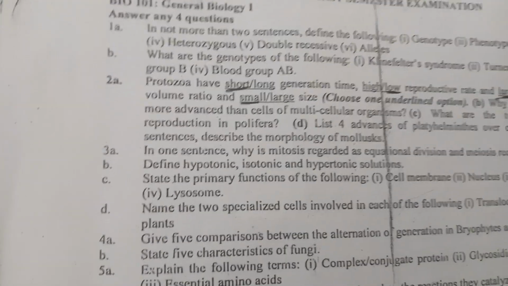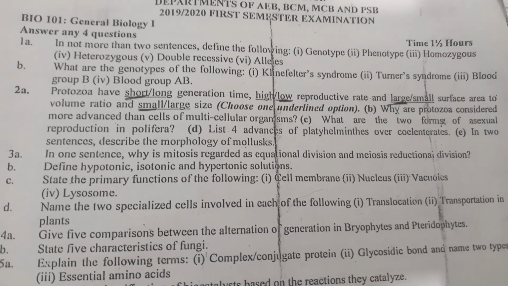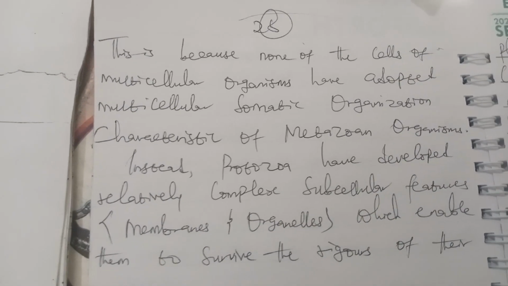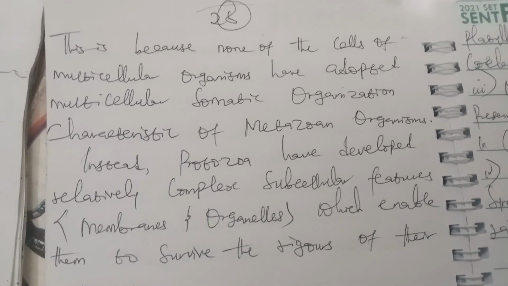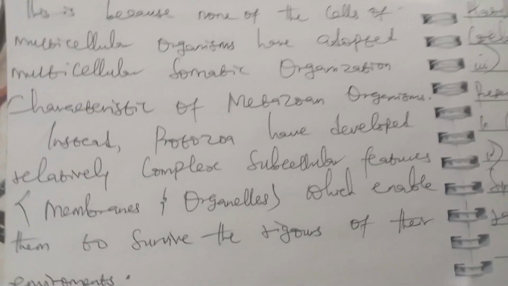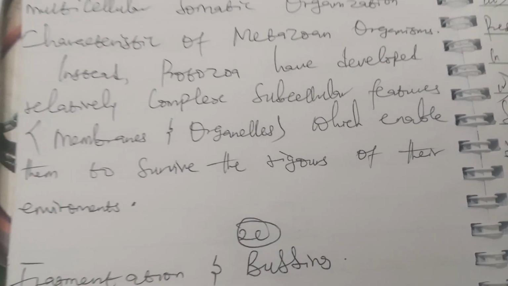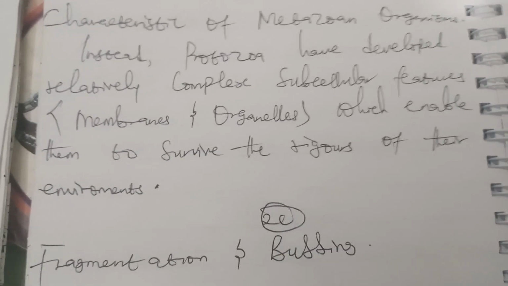Now let's look at the question in number 2B. It says, why are protozoa considered more advanced than cells of multicellular organisms? I answer that this is because none of the cells of multicellular organisms have adopted the multicellular somatic organization characteristic of metazoan organisms. Instead, protozoa have developed relatively complex subcellular features. We're looking at the membranes and organelles here, which enable them to survive the rigors of their environment, the challenges of their environment.